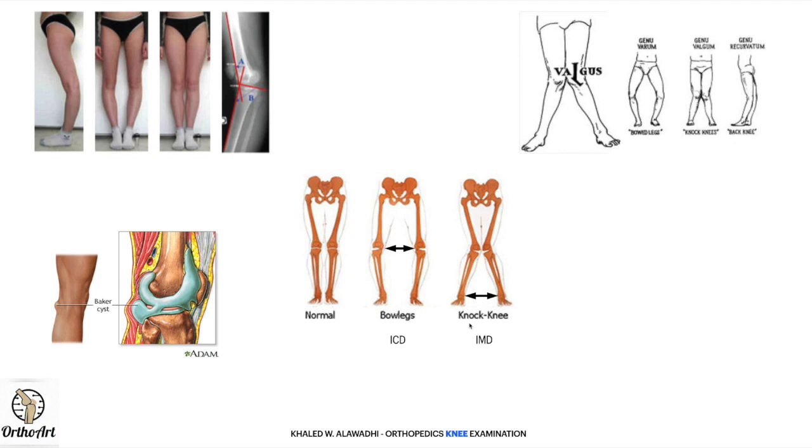In bow legs, always check the intercondylar distance, which you measure between the medial condyles of both knees. For knock knees, you measure the intermalleolar distance. Check how many centimeters. You're not required to measure it in the exam. Just if you notice the patient has bow legs or knock knees, you say, I can see this is a deformity of the knees, and I would like to measure the intercondylar distance. Then I'll ask you to move on.